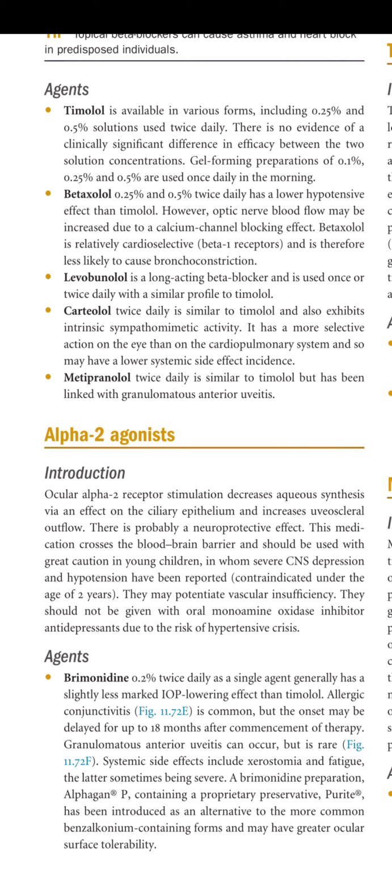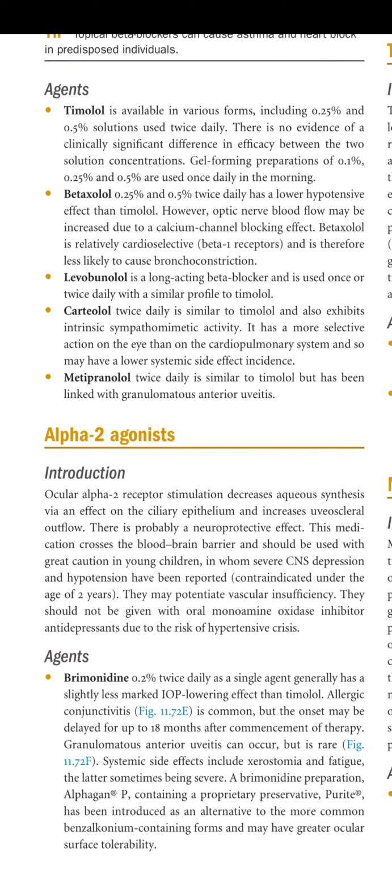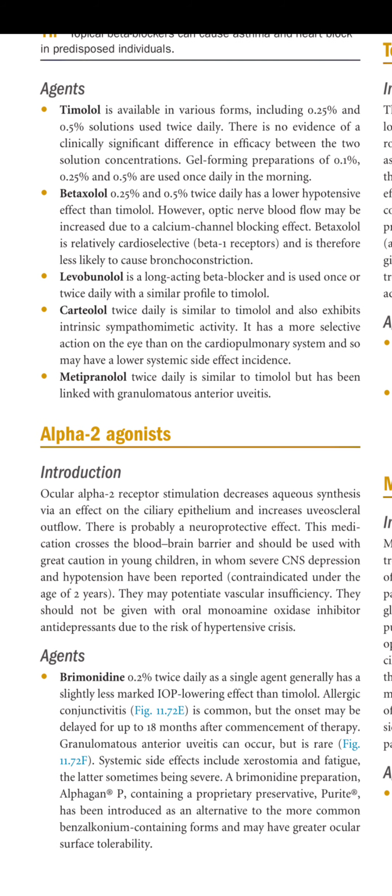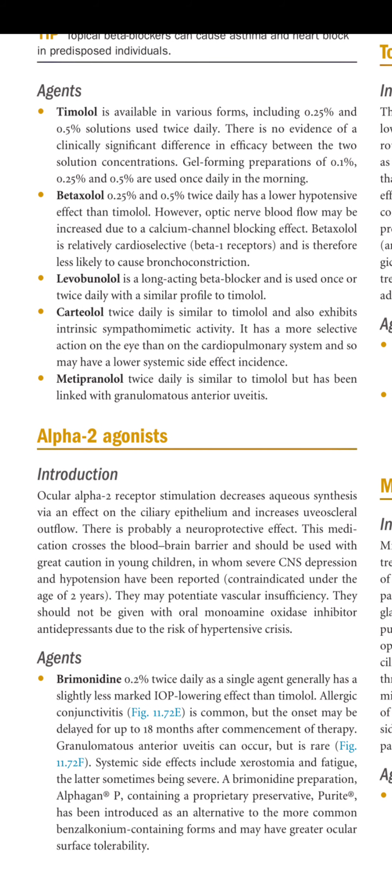Very important, you must remember, it is a very important MCQ point as well, that brimonidine or any alpha 2 agonist crosses the blood-brain barrier. That is why it is contraindicated in infants and in children under the age of 2 years. They may potentiate vascular insufficiency. They should not be given with oral monoamine oxidase inhibitor antidepressants due to the risk of a hypertensive crisis.